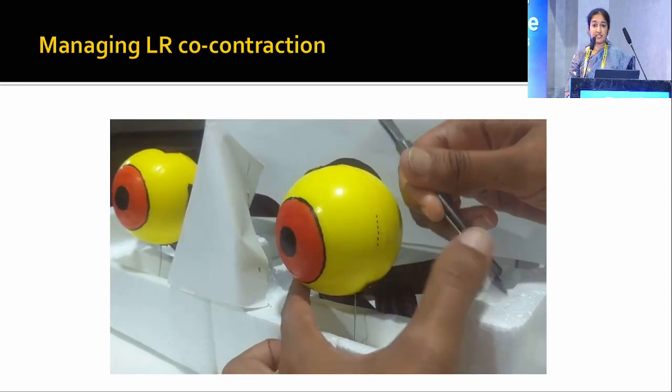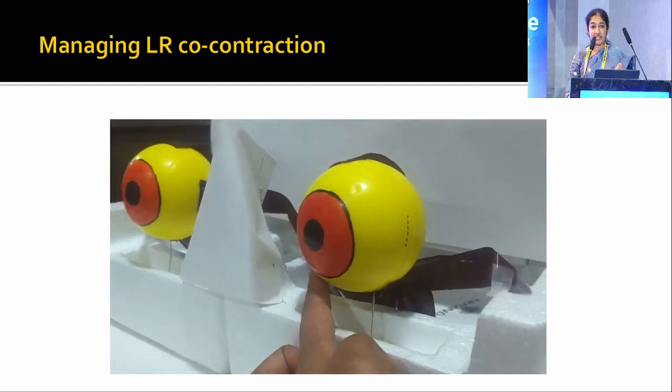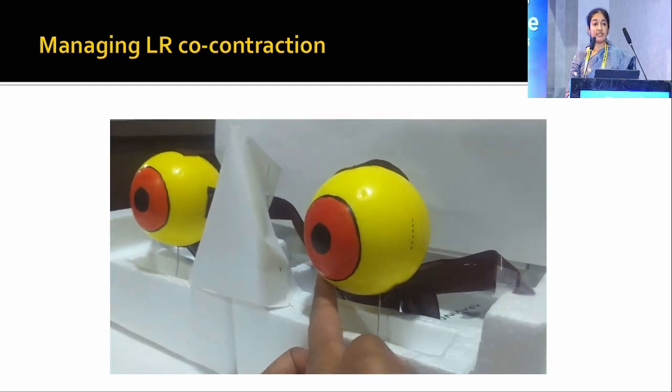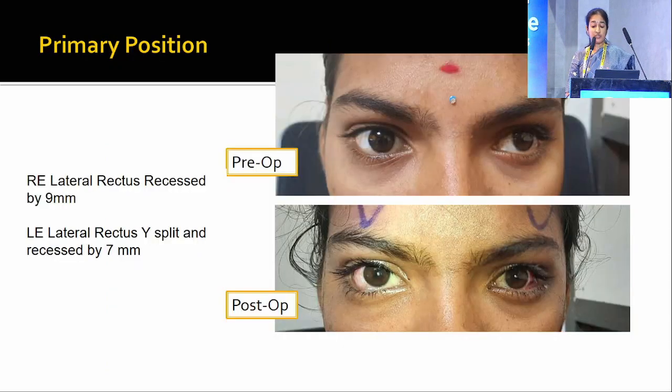In a very large recession, we can detach it and then attach it to the periosteum. This is done when there is no abduction, because the LR is already not acting, so we can do a periosteal fixation and use the SR to help for the abduction. This is the same patient where we did a right eye lateral rectus recession of 9 mm and the LR was recessed in the left eye with a Y split at 7 mm.